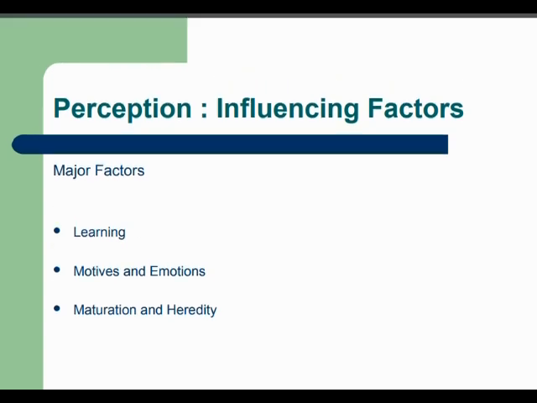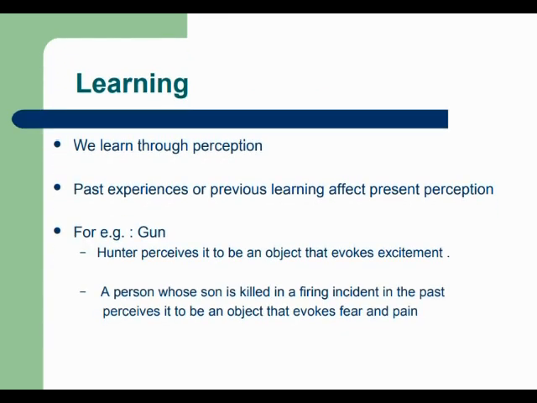Perception, influencing factors. Major factors: learning, motives and emotions, maturation and heredity. Learning. We learn through perception. Past experiences or previous learning affect present perception.